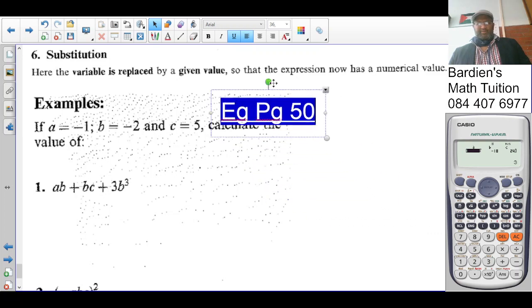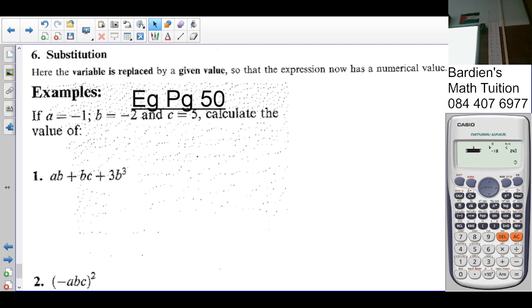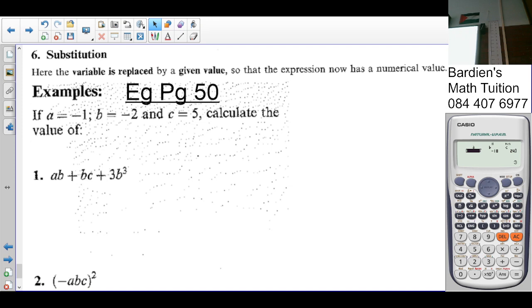Okay, so here we are told that the variables are replaced by the given values, so that the expression is now a numerical value. Alright, you all okay with that? We're looking at the example on page 50. We are told if a is equal to -1, b is equal to -2, and c is equal to 5, calculate the value of ab plus bc plus 3b cubed.